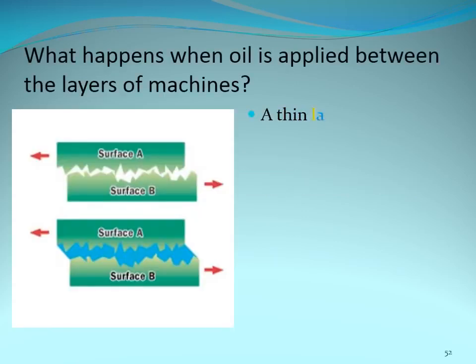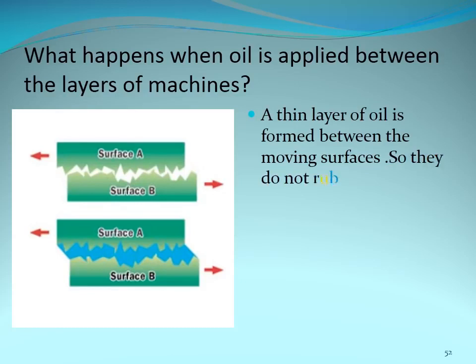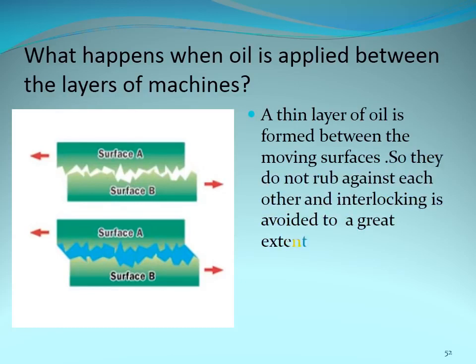What happens when oil is applied between the layers of machines to decrease friction? A thin layer of oil is formed between the moving surfaces, so they do not rub against each other and interlocking of irregularities is avoided to a great extent. In this way, it decreases friction.